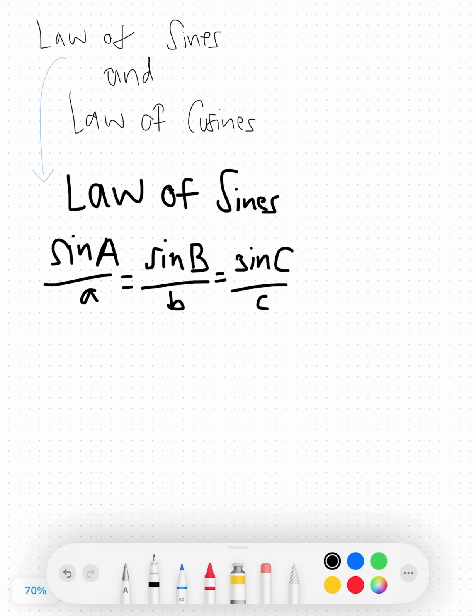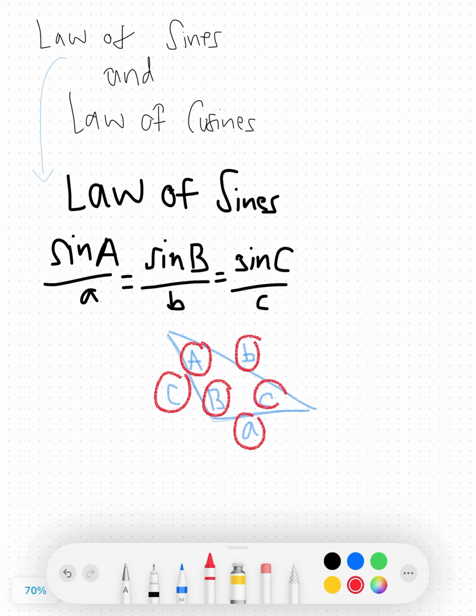So what this means is that if we had a triangle that looks like this, and if this was angle A, B, and C, this would be side a, b, and c. Because remember, the angles and the sides have to be corresponding and opposite. So these are all opposite, as you can see. So that means that the sine of this over this is equal to the sine of this over that, which is equal to the sine of this over that. So in which cases do we use the law of sines?